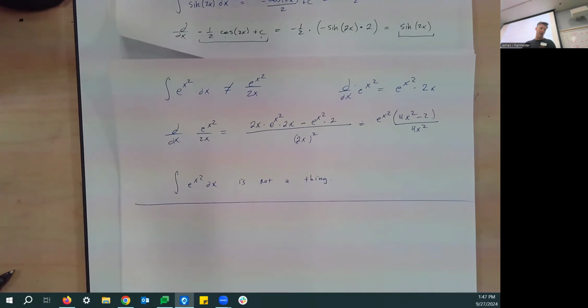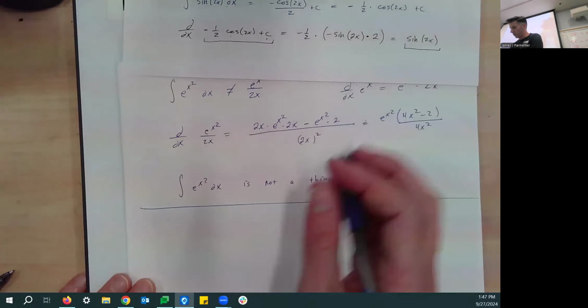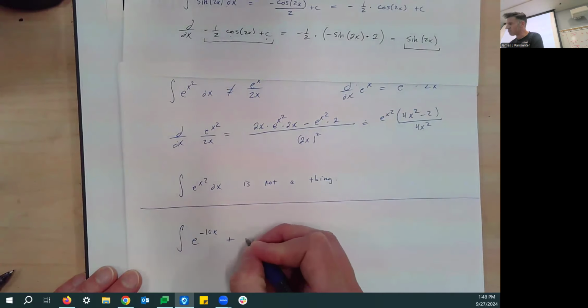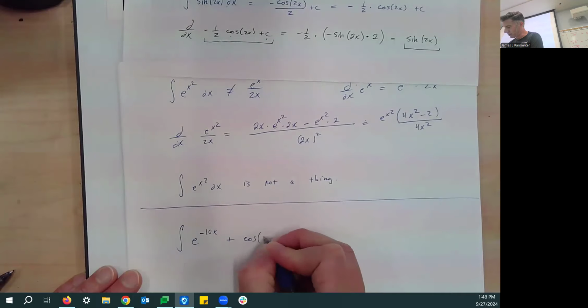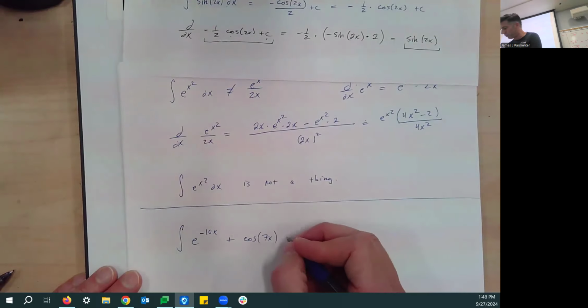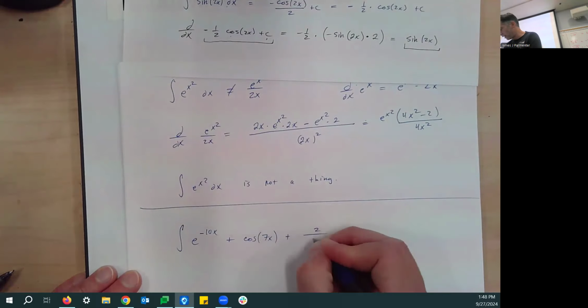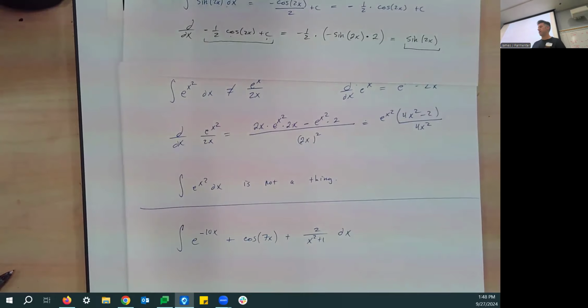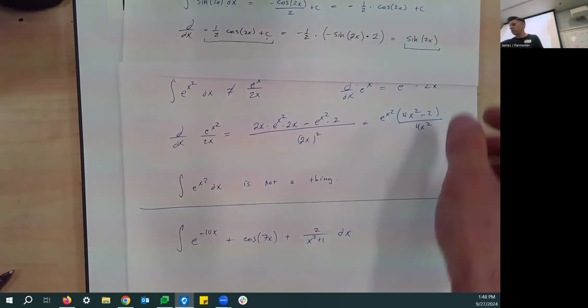Anti-differentiating things where we could be dividing by constants. For example, you can also try the following one. The antiderivative of e to the negative 10x plus cosine of 7x. Do I have one more piece to this? Sure. Plus 2 over x squared plus 1. Anti-differentiate that. It's not too terrible.